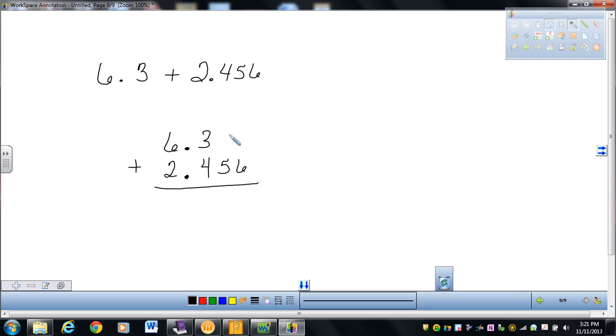Here, there's nothing here, so I'm just going to put zeros as placeholders. And then I can add 0 plus 6 is 6. 0 plus 5 is 5. 3 plus 4 is 7. Keep my decimal because my decimal goes straight down. And 6 plus 2 is 8. So you want to remember to always line up your decimals. That is so super important.